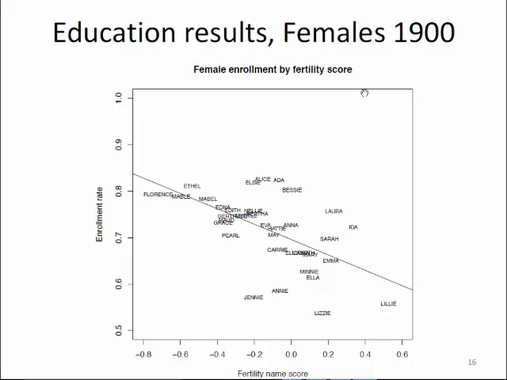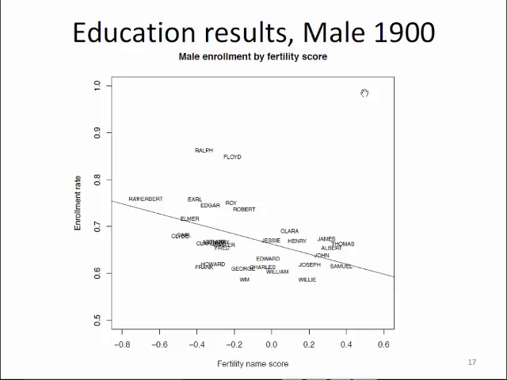So we did that for boys and girls. And the Florences, 80% of them are in school, and the Lizzies and Lilies, only 50% of them are in school. And the same thing with the boys. The Elmers and the Herberts and the Rays, which are low fertility scores, are much more likely to be in school than the Samuels and the Thomases and the Alberts. And I apologize, these are slightly differently calculated name scores.